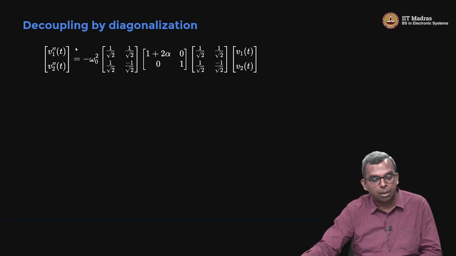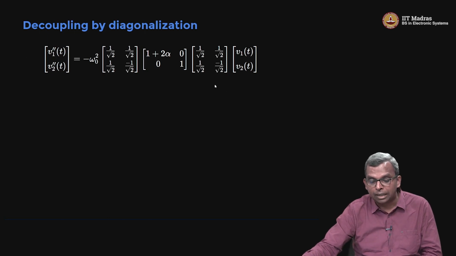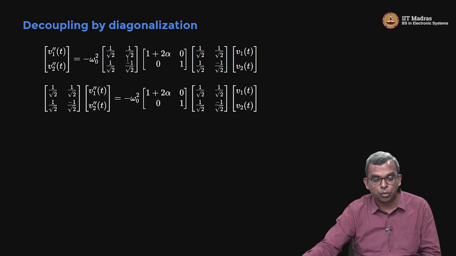So you have v1 double prime, v2 double prime equals minus omega naught square, and instead of 1 plus alpha, alpha, alpha, 1 plus alpha, I have written it in terms of the orthonormal diagonal decomposition, which is the orthonormal matrix multiplying the diagonal matrix, then another orthonormal matrix coming up here, then v1 of t, v2 of t. So now we are in a very familiar world. What I am going to do is take this multiplication and move it to the left side. So that you can do.